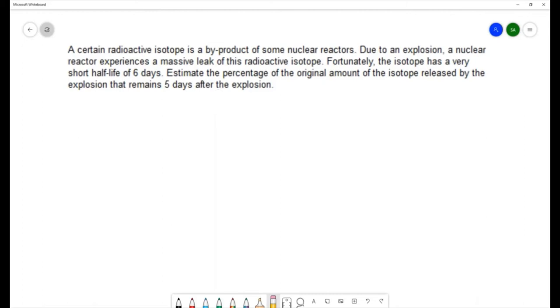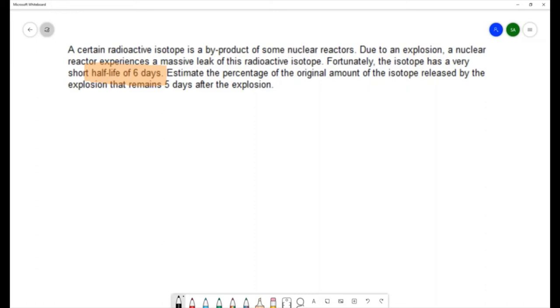Okay, so we're going to focus for a moment on this piece of information right here. This radioactive isotope has a half-life of 6 days, which means that it will decay to half of what it started with after 6 days. So this is unrelated to this problem, just wanted to give you an idea how this works.